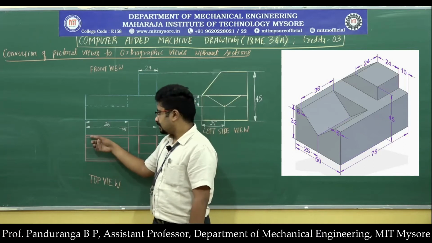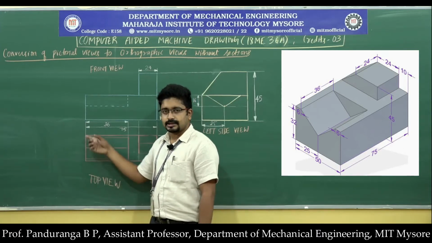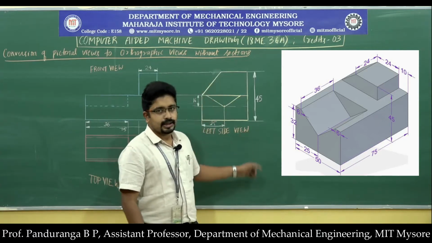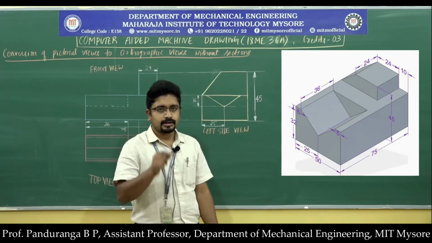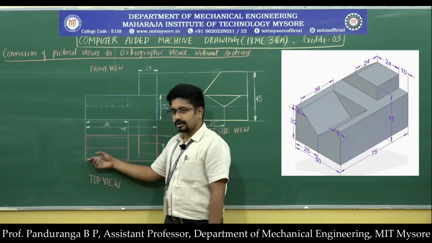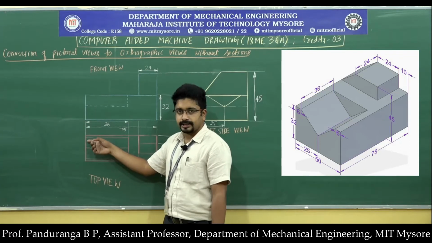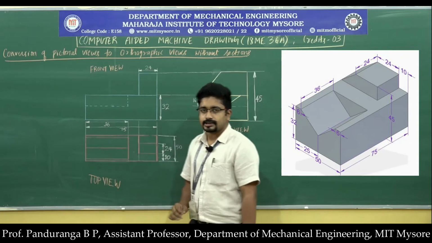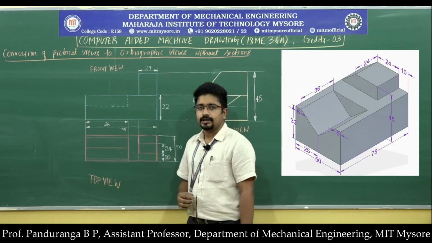Now we need to draw the 2 edges at the top, and here you can see that the top flat surfaces on both sides are 6 mm. So I will measure 6 mm from the bottom as well as from the top line, and then I will draw 2 more construction lines. So this completes the construction of the top view.